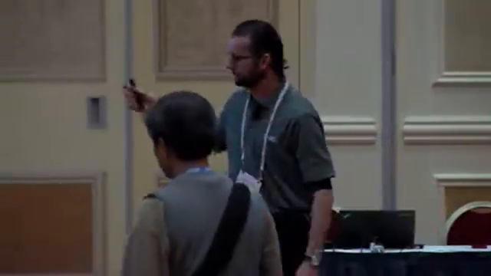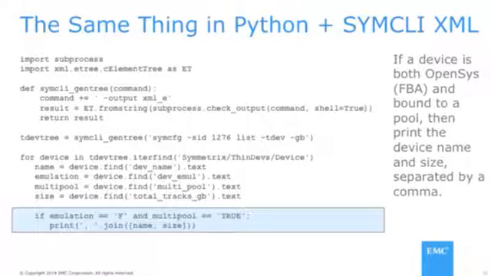At the end, we're just going to do a conditional. We check to see if the emulation is FBA, so it's an FBA device, and the multi-pool track flag is true, then that's the device we're looking for, right? That is an open systems device that has multiple allocations. So we just print the output: we print the name, and we print the size of that device, and we join it with a comma, so we print it in a comma-separated value format. Does that make sense? Should I stop for any questions before I move on?